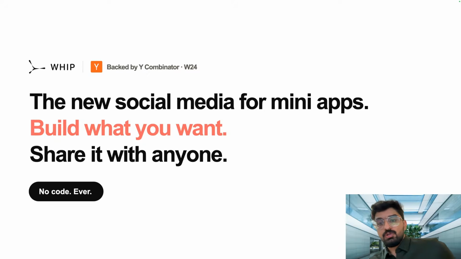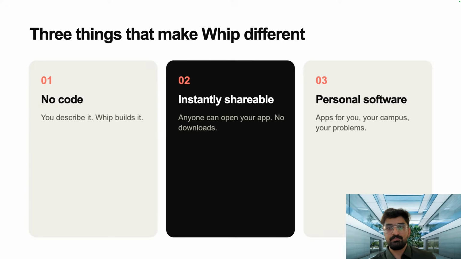So, first, let's go over what Whip is. Whip is a YC-backed company, and we are building the new social media for mini apps. Think of us as Instagram for the next generation of interactive media. Here, you build what you want, and more importantly, you share it with anyone. You, the user, don't have to write a single line of code. Being able to describe what you want and having it created for you has been the goal of our entire project, and we are very excited to bring it to life.